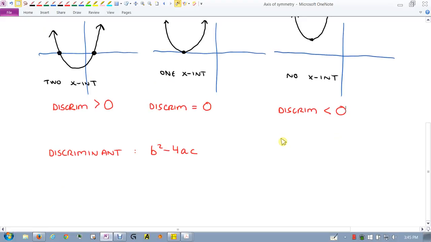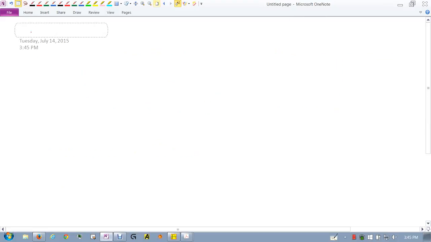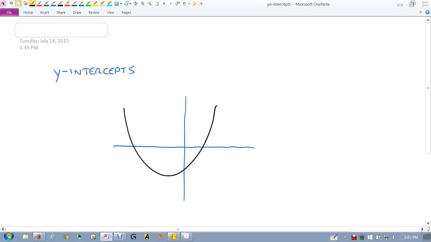What about y-intercepts? That's where the graph hits the y-axis, right? If I draw a parabola, how many possible y-intercepts can I have? Just one. I don't care how you draw your parabola. Open it up or down, doesn't matter. It can only hit this once, right?